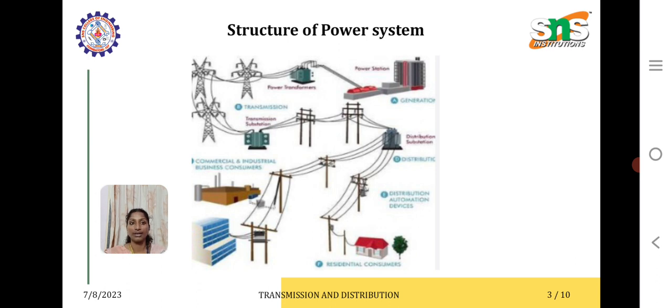Here it is clearly shown that there is a power station, the transmitted power, and a distribution substation, and that is supplied to the commercial and industrial consumers and to our homes. This is how the generated electricity is transferred from the generating station to the consumers. So this is the beautiful structure of the power system.